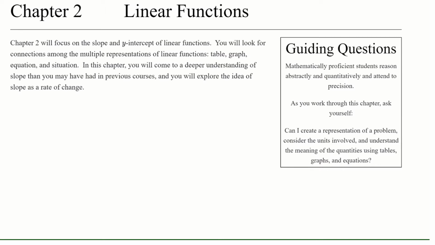So if you know something about the table, what does that tell you about the graph? If you know something about the table, what does that tell you about the equation? If you know something about the situation, what does it tell you about all three of them? So we're trying to figure out ways to move from one of those representations to another efficiently. In this chapter, you will come to a deeper understanding of slope than you may have had in a previous course, and you explore the idea of slope as a rate of change.